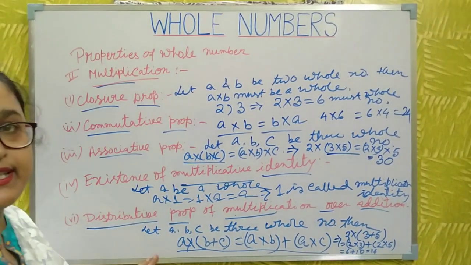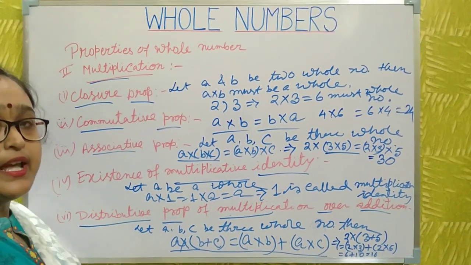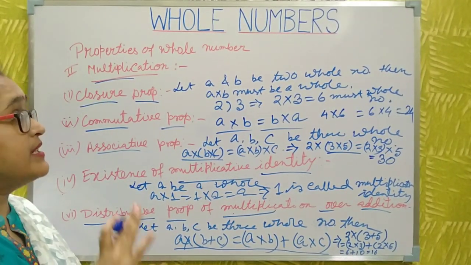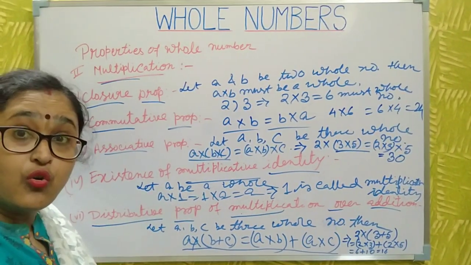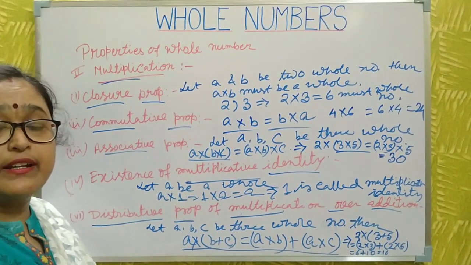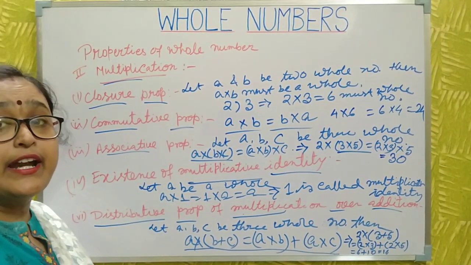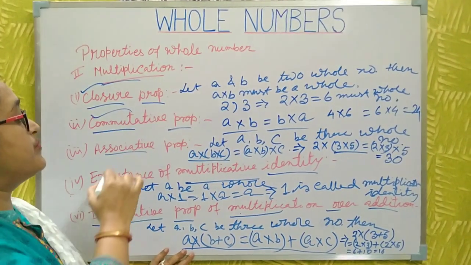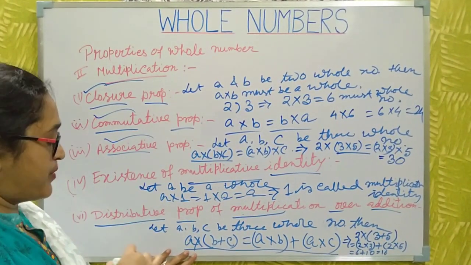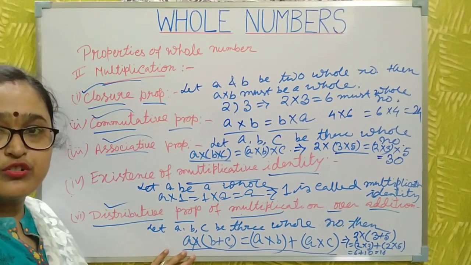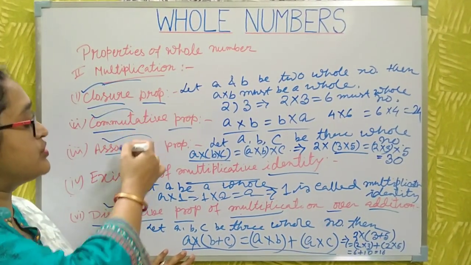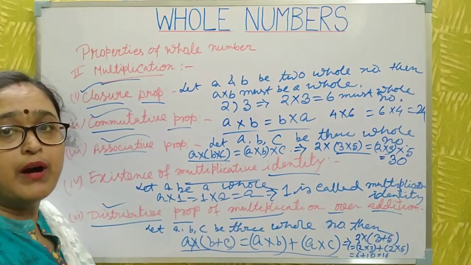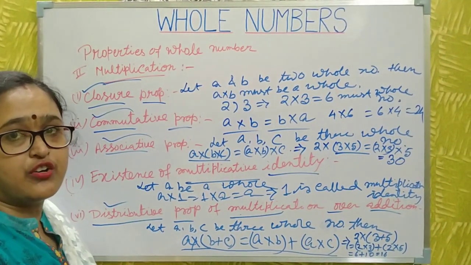I say one thing: multiplication and addition follow these properties in the whole number. But in the whole number, subtraction and division cannot follow the closure property, commutative property, associative property, and distributive property also. These four properties cannot be followed in the whole number by subtraction and division.